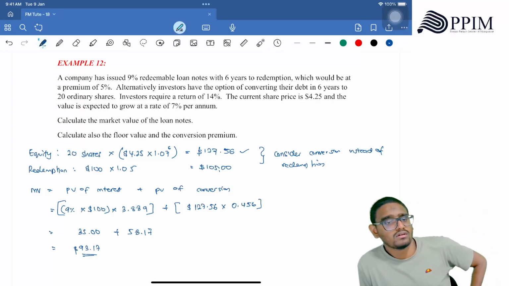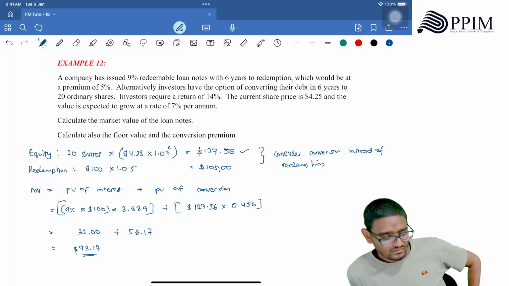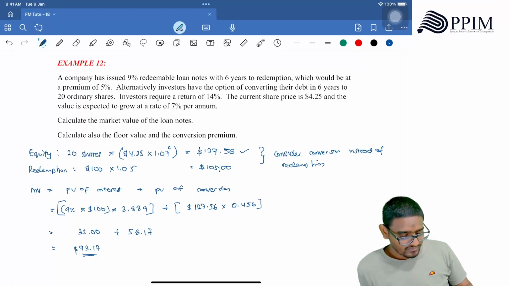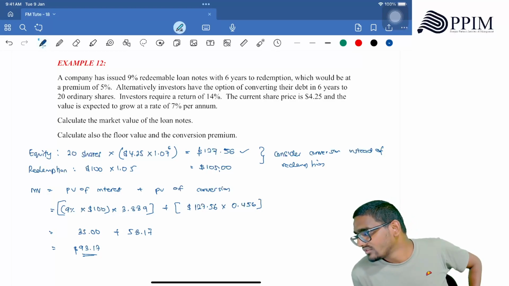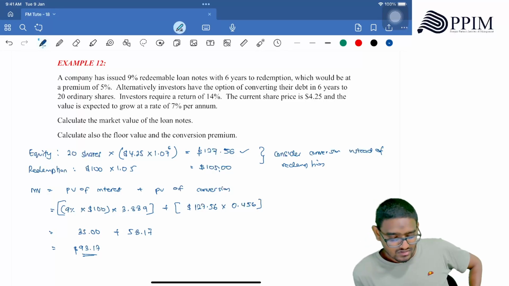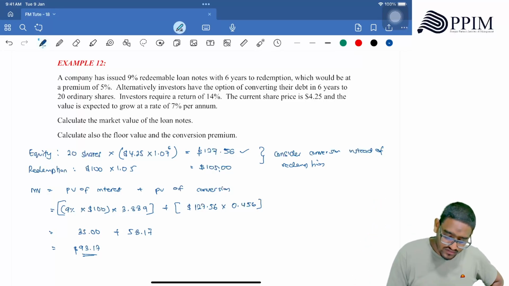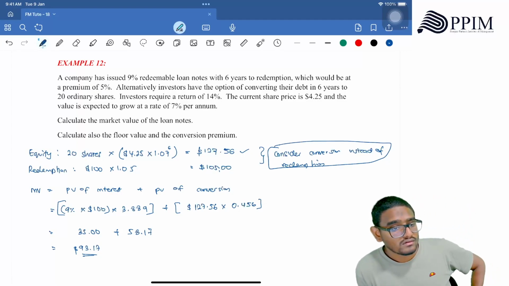How did I go wrong? So I didn't discount the conversion. Why? What did you do? You forgot to add the conversion value. Why? Okay, what did you do? Salma, what did you do? You also worked out redemption without taking the conversion option. But did you do this analysis on top? Fatima? You didn't do that.